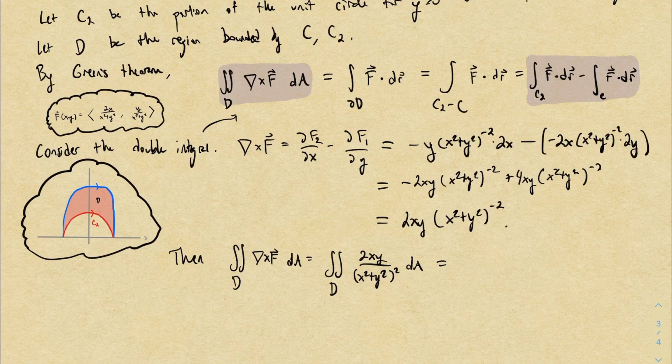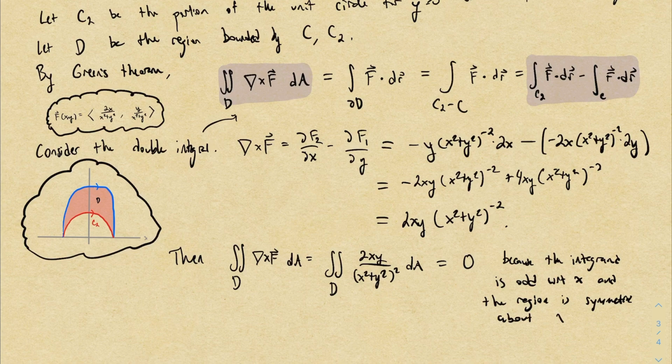I can say that this integral is 0 with no computation using odd symmetry. In particular, note that the integrand, the thing that we're integrating, is an odd function with respect to x. If you plug in negative x, you would get exactly negative that whole thing. Then the other point is, if you look at the region, it doesn't really look like it in my picture, but it is symmetric across the y-axis. So by odd symmetry, the double integral is 0. Easy.